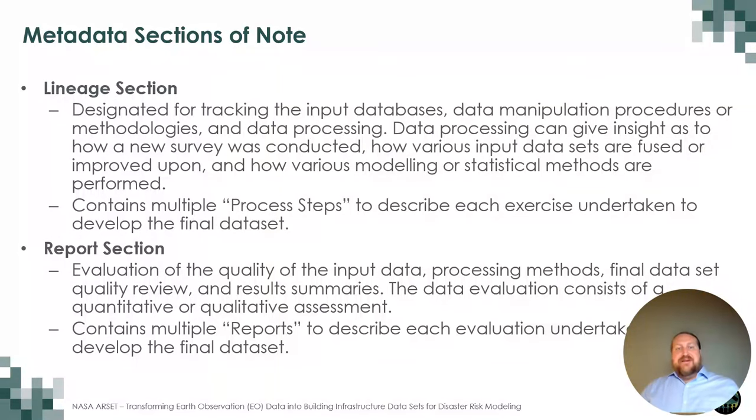So, metadata sections of note. In the ISO metadata document, there are two categories of sections that most information will be getting put into. The lineage sections are for tracking input databases, procedures, methodologies, and data processing. There are multiple process steps to describe each action. And this is where you'll be filling in most of the useful information about your process.